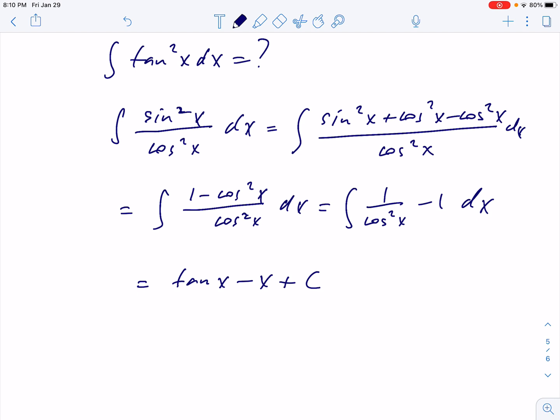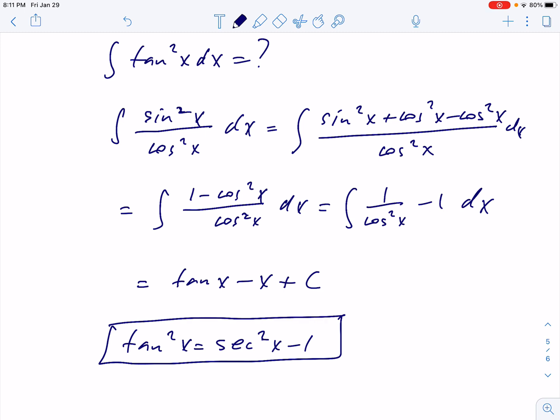I showed you this evaluation without using one identity. The identity helps immediately. If you remember, tangent squared x is secant squared x minus 1. That's exactly what I did here. But this identity is not as popular as sine squared plus cosine squared. In case you don't know the identity, that's what you do. You just complete to 1 on the top, and you practically come to this identity.